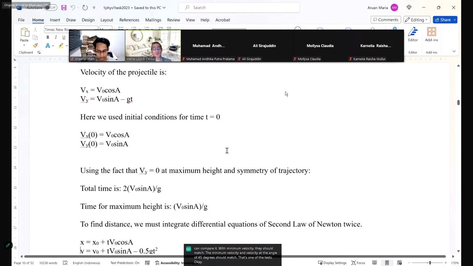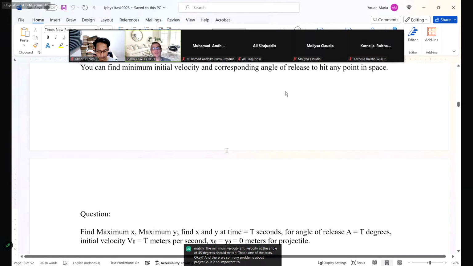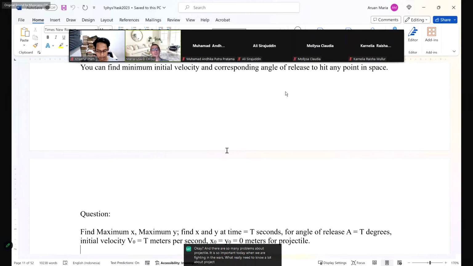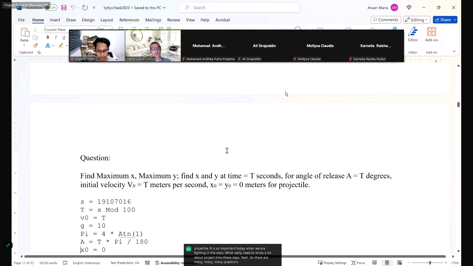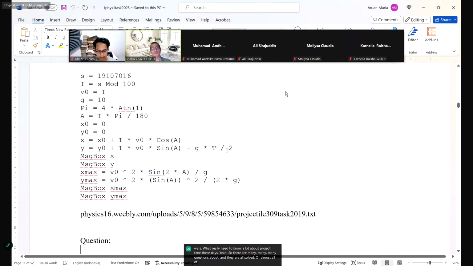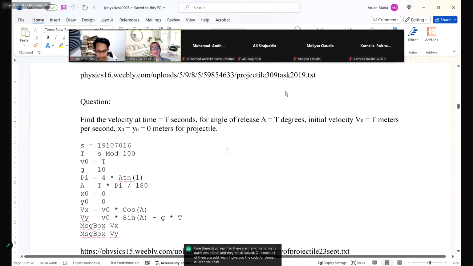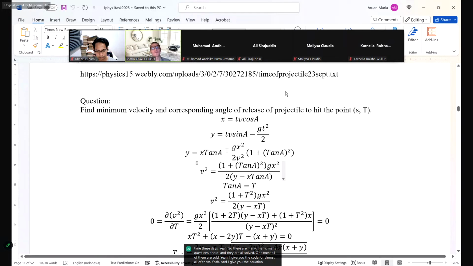And there are so many problems about projectile. It is so important today when we are fighting in the wars. We really need to know a lot about projectile these days, yeah? So there are many questions about projectile, and they are all solved, or almost all of them are solved. I give you the code for almost all of them, and I give you the equations.